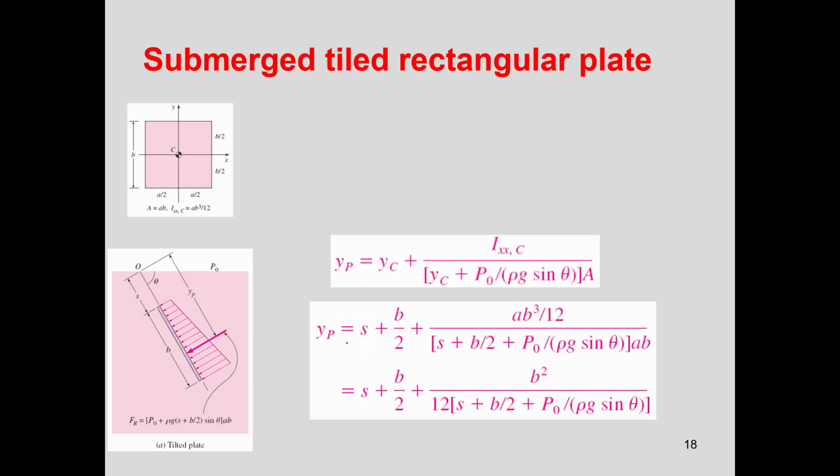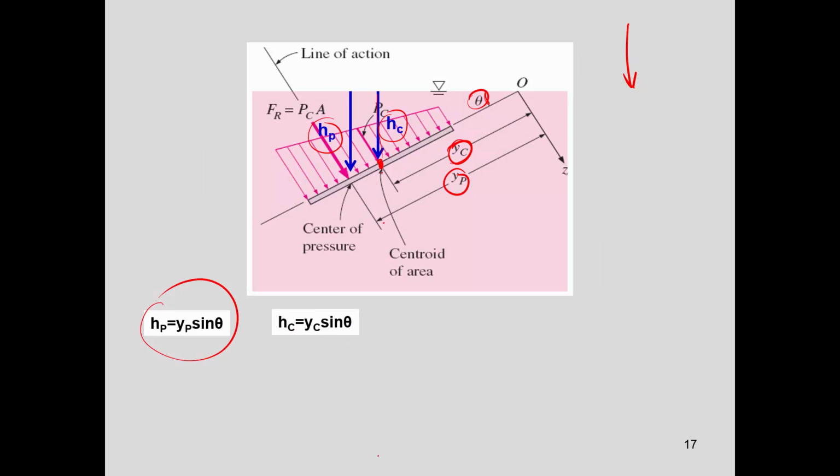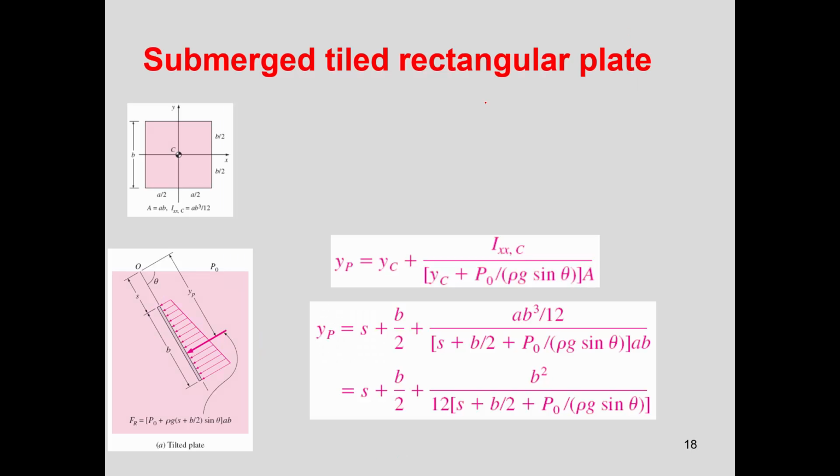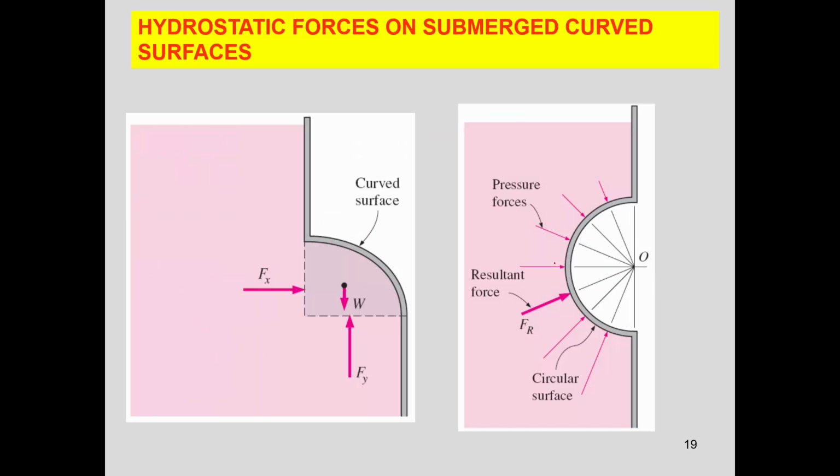So now for a submerged tilted rectangular plate, so it's at an angle, the YP equals the YC, and of course you calculate this part here, so the height of the centroid, this is always half of the length, plus whatever distance you have. And now you have an angle, so you need to incorporate into your equation the expression for sine of theta. Okay, so it's important to recognize that.